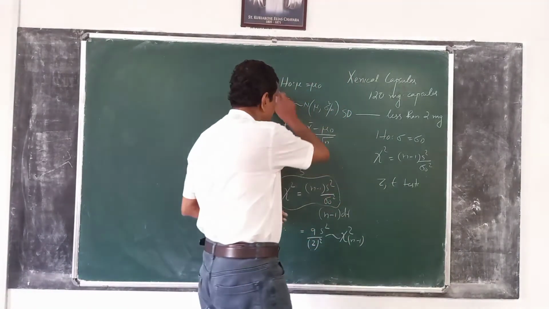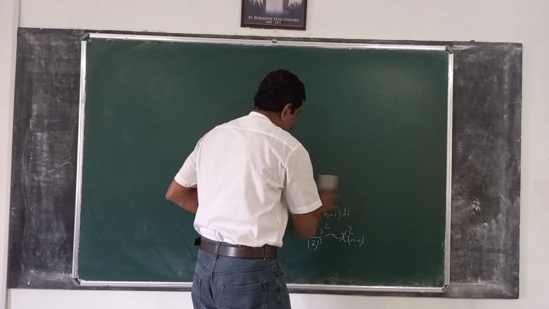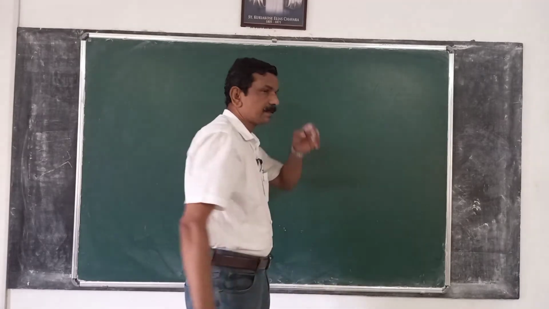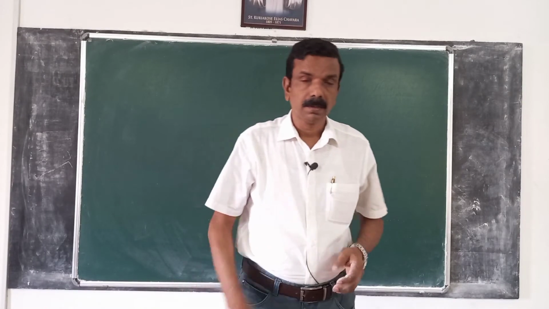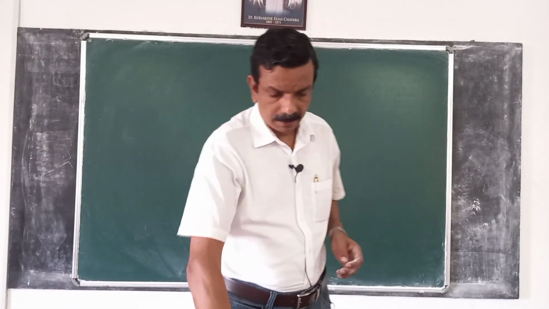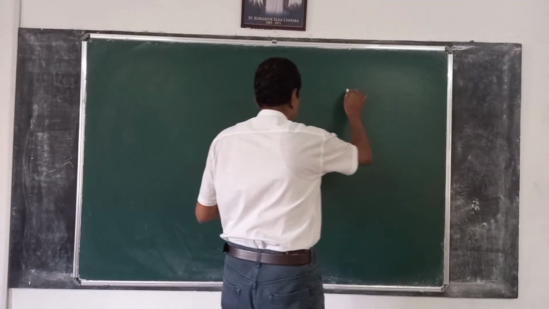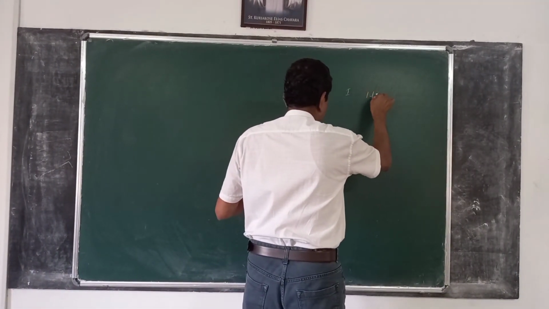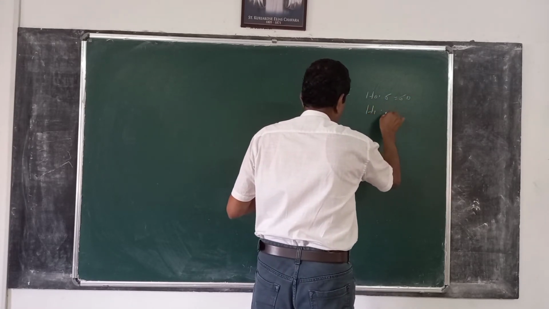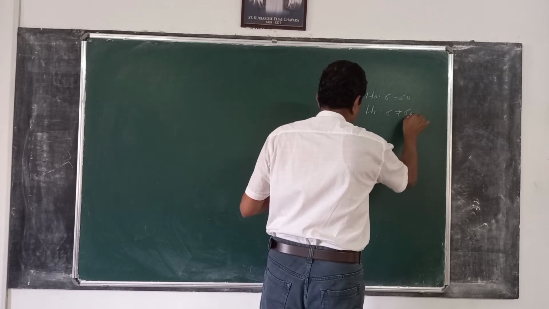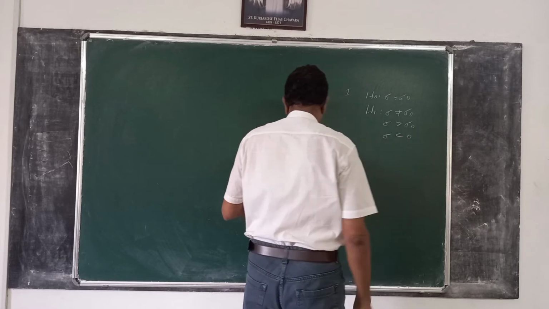Now let me conclude the procedure. This testing procedure is based on two assumptions. Assumption number 1, simple random sample, normal population. Then let me explain what the steps are. The first step is H0, sigma is equal to sigma 0, H1, sigma is not equal to sigma 0, sigma greater than sigma 0, sigma less than sigma 0.